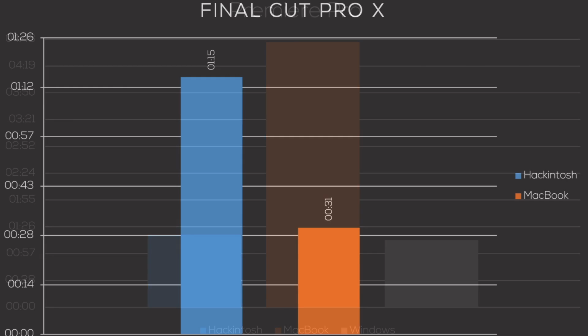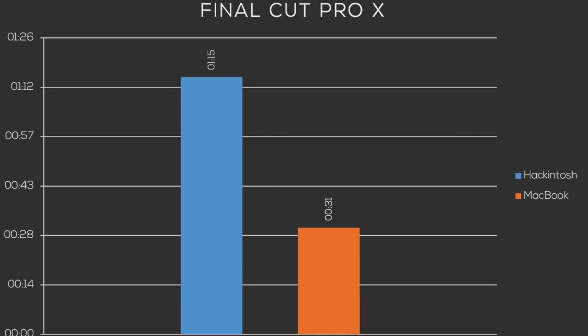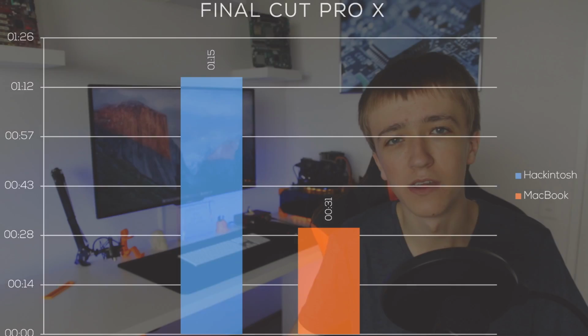But when we now go over to Final Cut, the results get a lot more interesting, as the MacBook was about twice as fast in exporting as my Hackintosh. And that is with a really underpowered MacBook and in comparison a 6-core Extreme Edition Hackintosh. This really surprised me, and I don't have a full explanation for why this is.